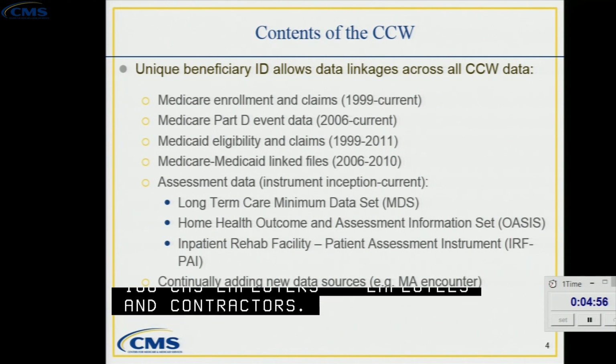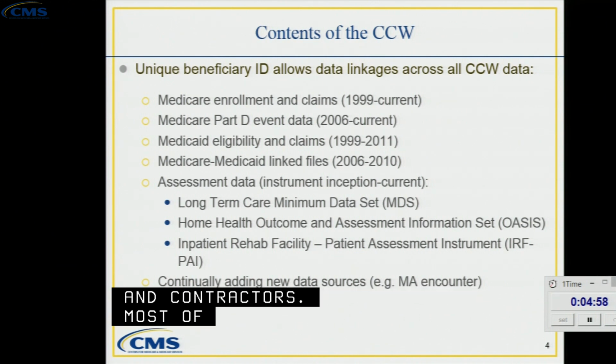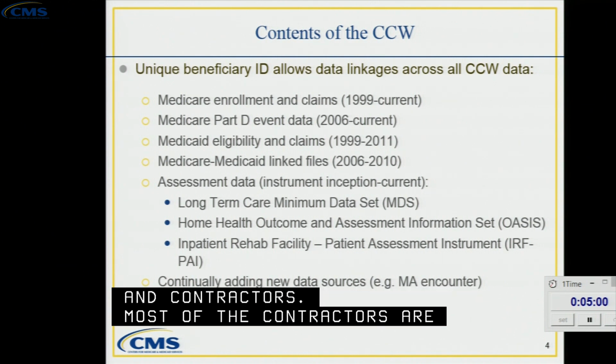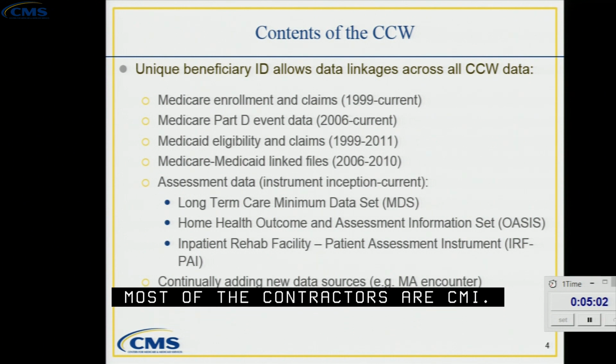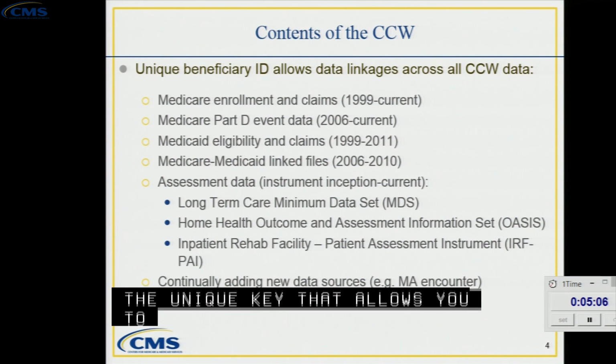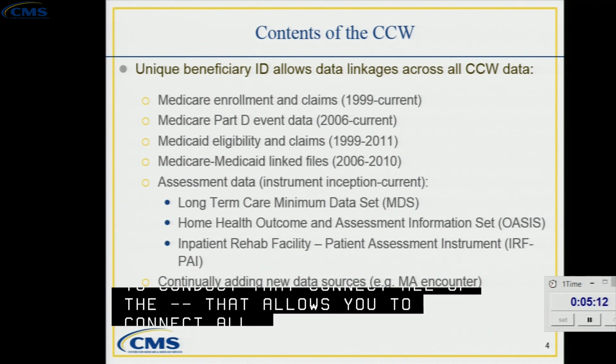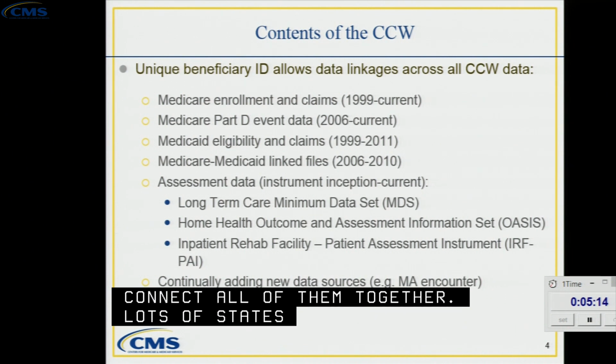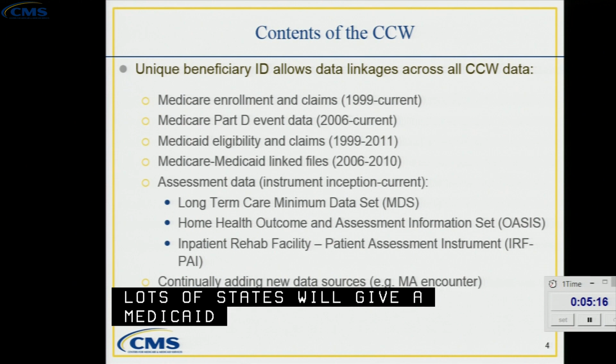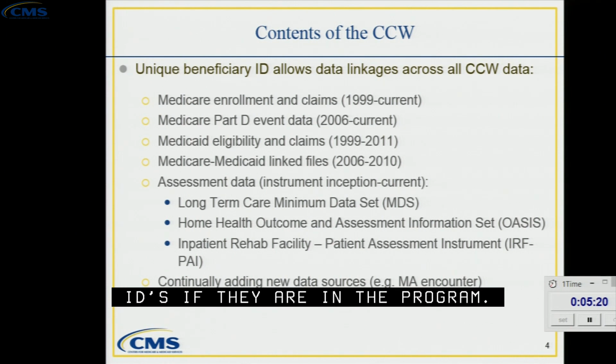Contents. So the strength, just like the IDR and all of our integrated systems, the strength of the system is the unique key that allows you to connect all the data from the different programs together. So for instance, HIC numbers change over time. MSIS state IDs change. Lots of states will give a Medicaid person 2 separate IDs. If they're in the program at 2 different points in time, they give them 2 different IDs. So we have crosswalk files that link all that together.